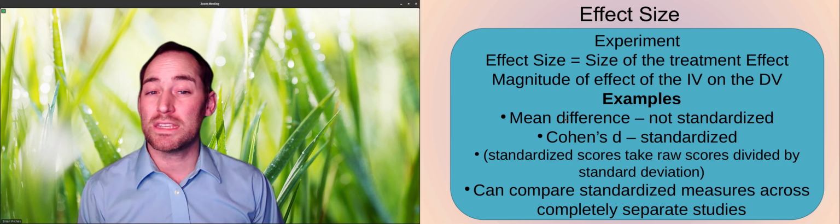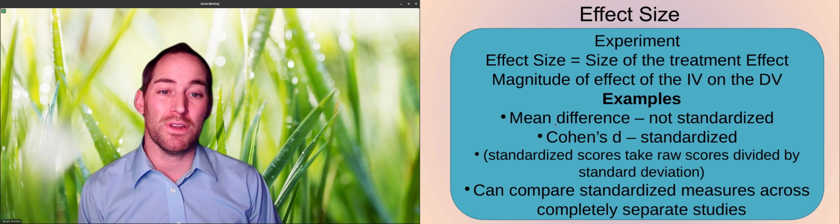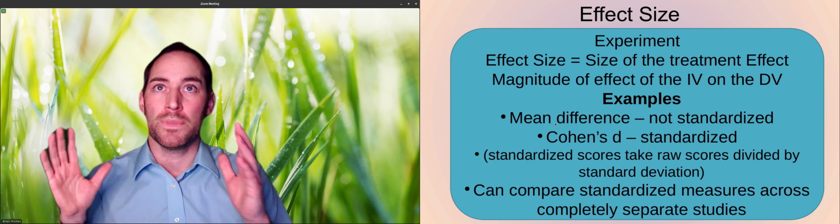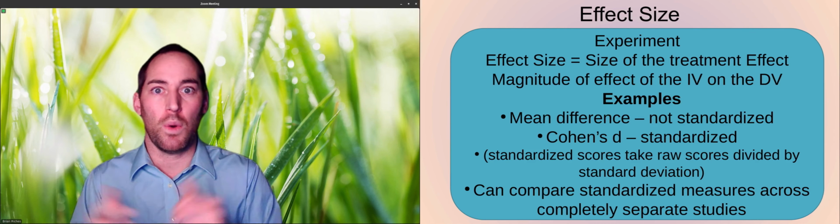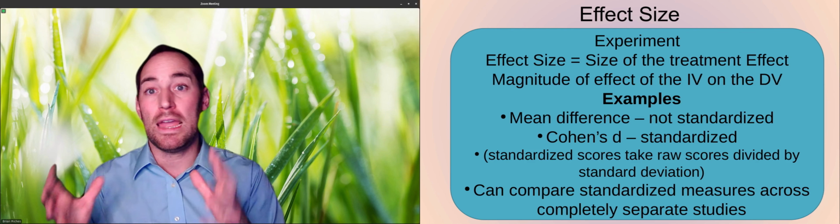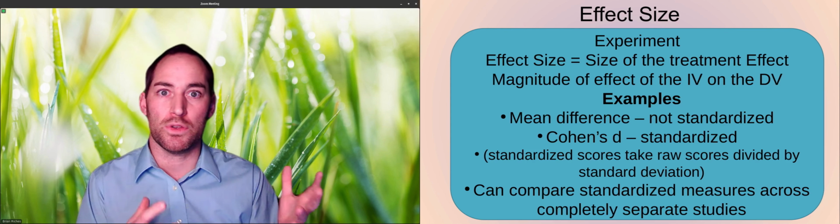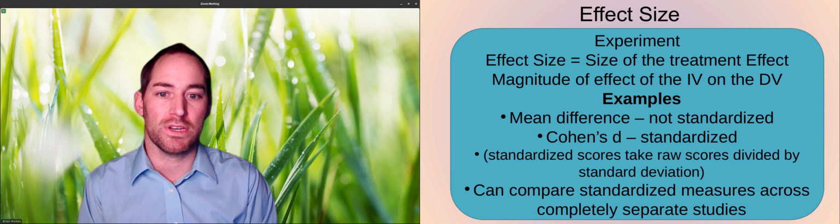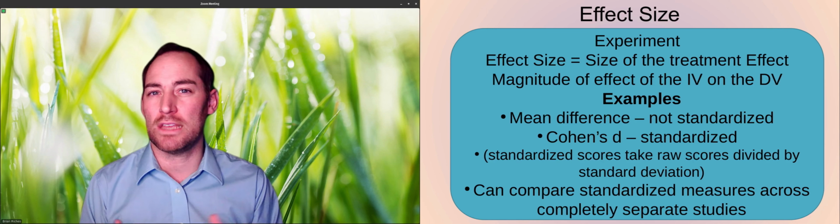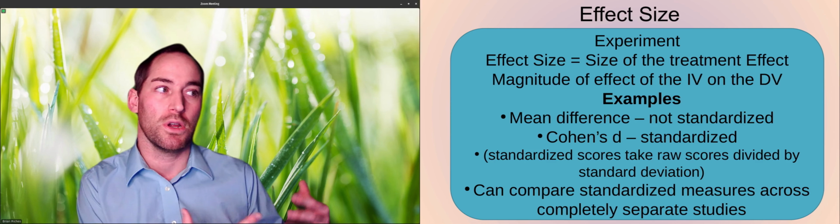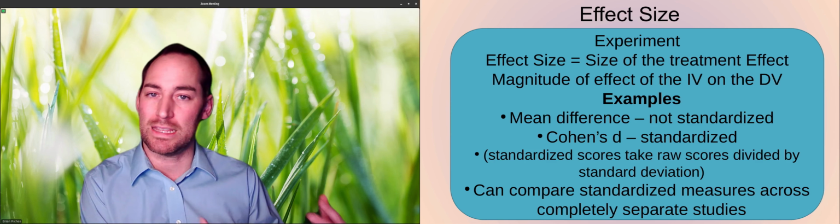So some things that we look at for effect size, the mean difference is a measure of effect size. Let's say your group on average in the quiet room scored an 80 on the test. In the loud room, you scored a 70 on the test on average. So the mean difference is 10 points. That's not a standardized measure. You can't compare it to another group or another class that did that same study.